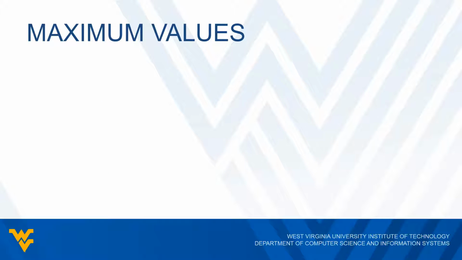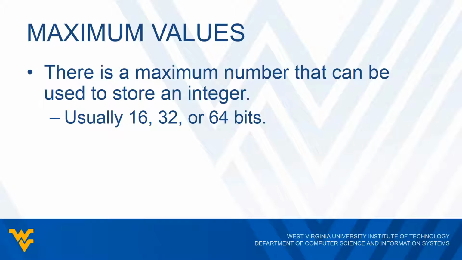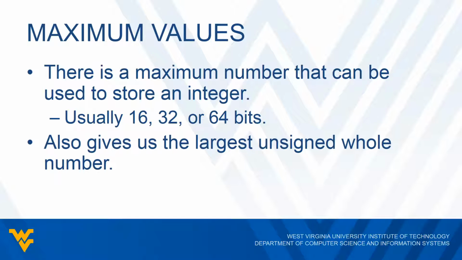In every computer, there is a maximum number of binary digits that can be used to store an integer. Now, typically this value is going to be either 16, 32, or 64 bits. But once we have determined this maximum number, it will also give us the largest unsigned whole number that can be represented in the computer.